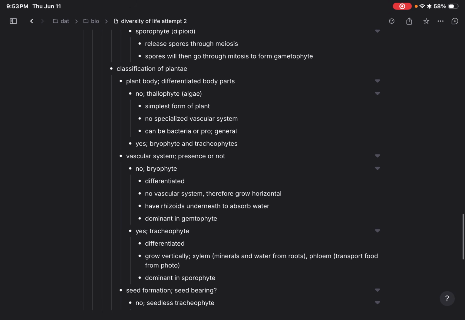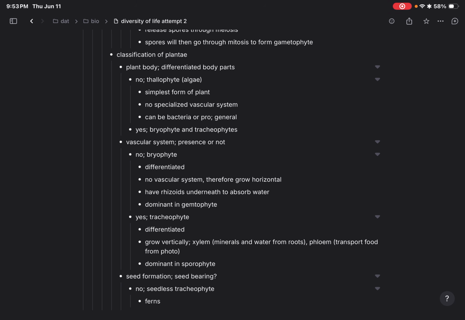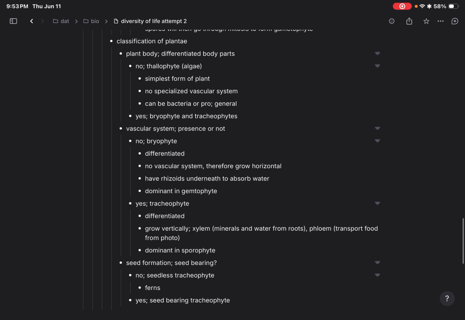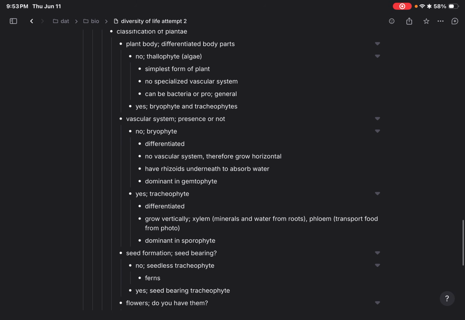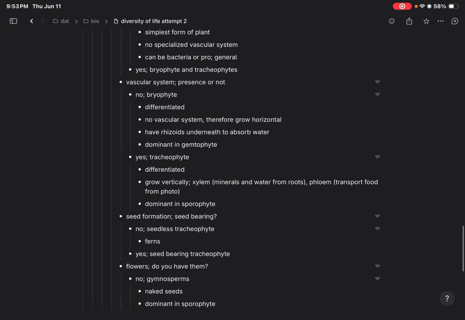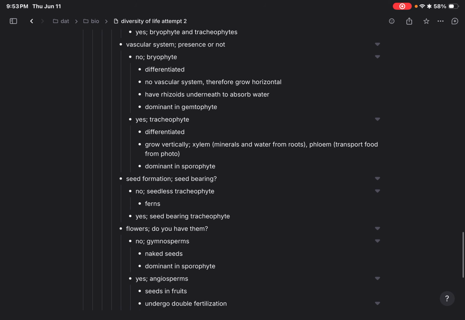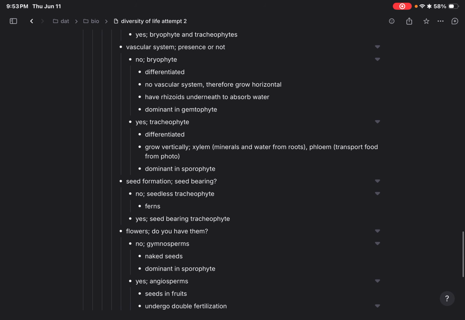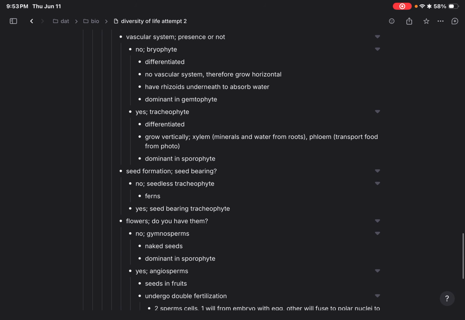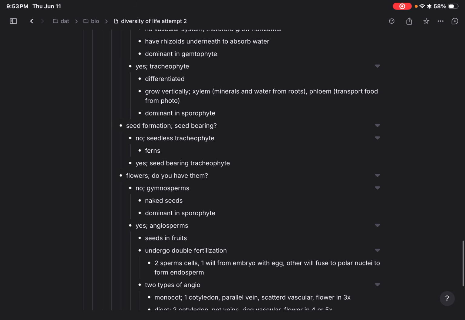So again, we just classified that this does have a plant body, so it's differentiated. If it weren't to have a plant body, it would be called a thallophyte. Now we got bryophyte, which is differentiated but does not have a vascular system. Then we got tracheophytes, which are differentiated and have a vascular system. These will grow vertically because they have the xylem and the phloem. They are dominant in the sporophyte stage.